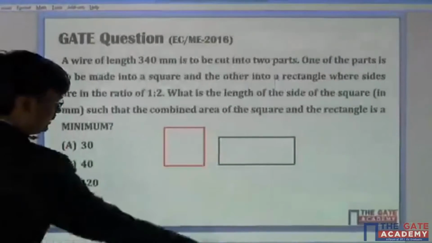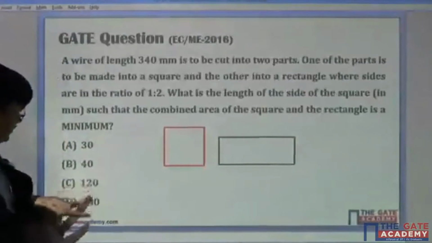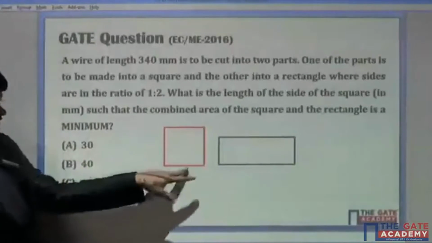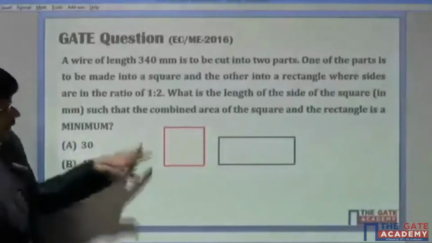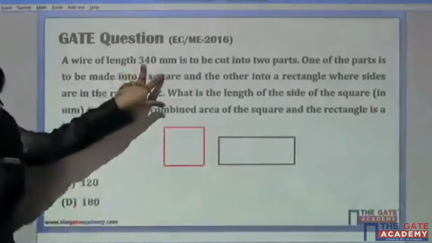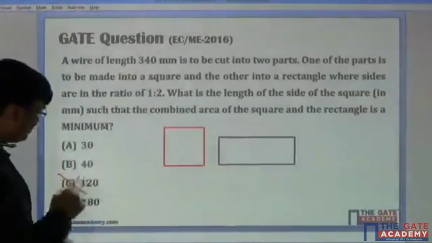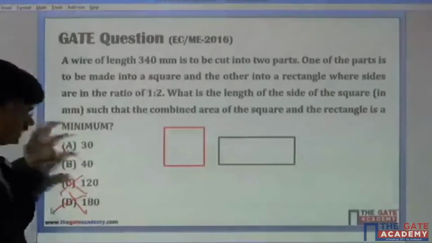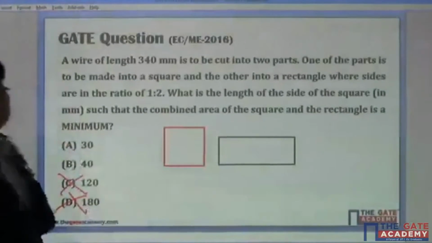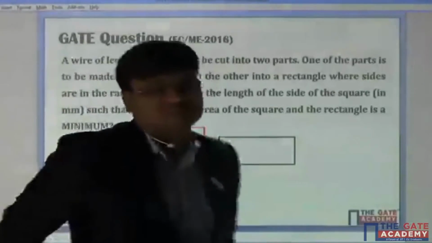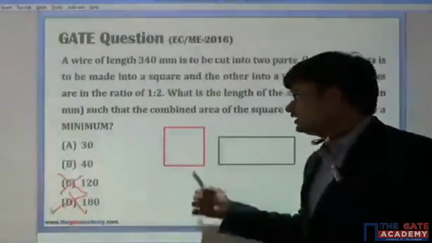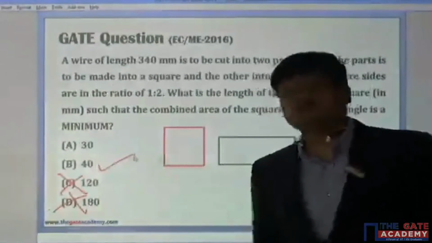So when you look at the options, if you take this option C as 120 for example, so 120 side of square, so the perimeter will be 480, 120 times 4, which is not possible because total length is 340. So these two cannot be the answer. Now you have 30 and 40 left. So now you can find out the areas of both the things in these two cases and find out which is the minimum. So here you will find that 40 is the correct answer.